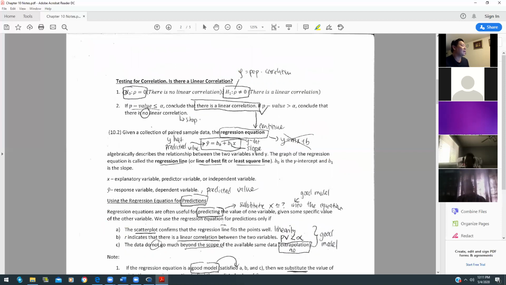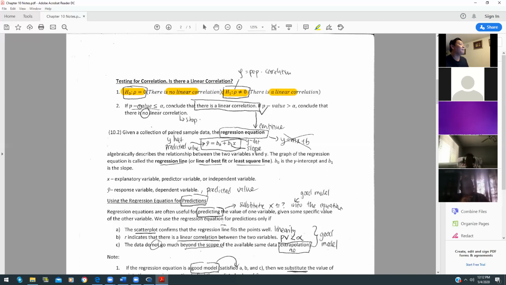How do we do our hypothesis testing? Now, if you remember last time in chapters 8 and 9, we had to write all 6, 7 steps to do hypothesis testing. In this case, you just need to do 2 steps. First step is writing your statement. H0 is rho equals 0, H1 is rho not equals 0. This is rho, not P. It's a population correlation. If rho equals 0, it means there is no linear correlation. If rho not equals 0, there is a linear correlation.